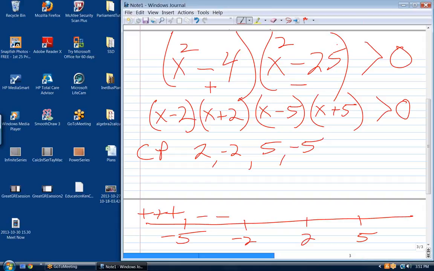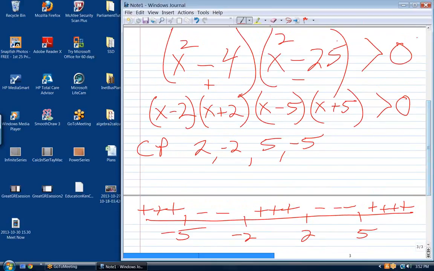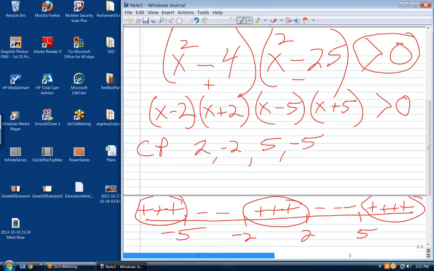How about 0? 2 negatives, which would give you a positive. And 3. That would give you a positive on that side and a negative on the other side, so a negative altogether. And 6. Positive and positive. So we need it to be greater than 0. So our solution is there, there, and there.